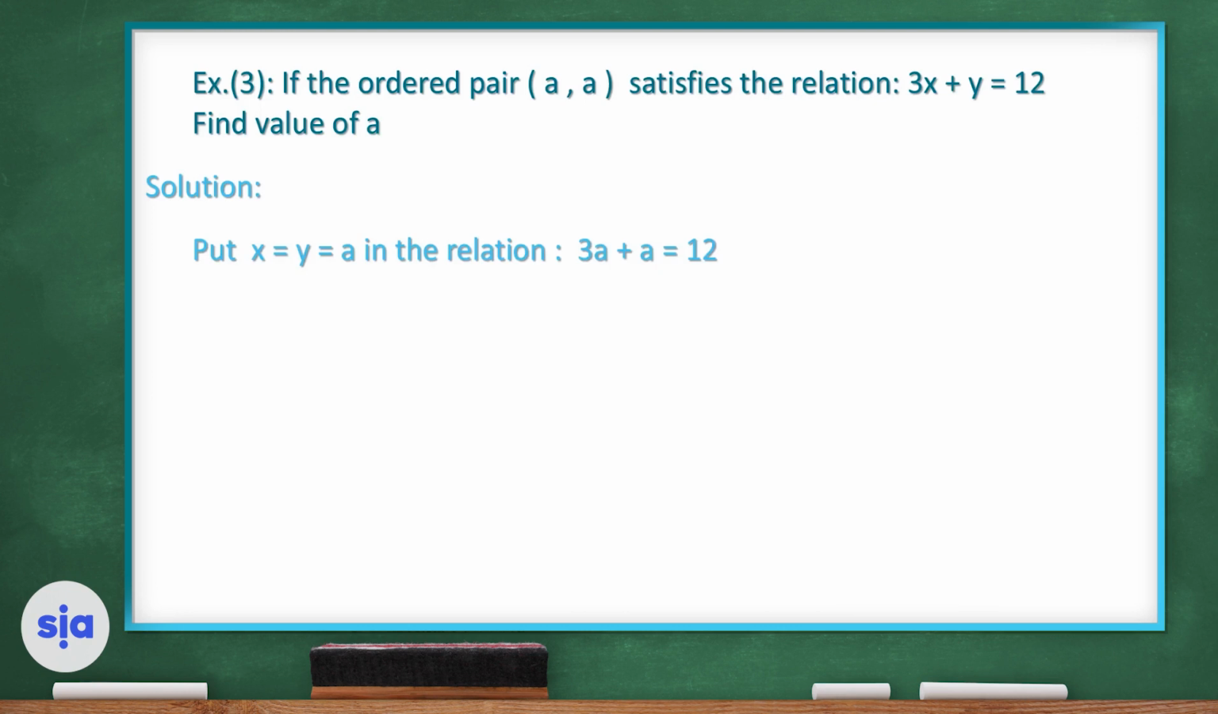So 3a plus a equals 12. We can combine the two like terms together. It will be 4a equals 12. Then a is equal to 3.